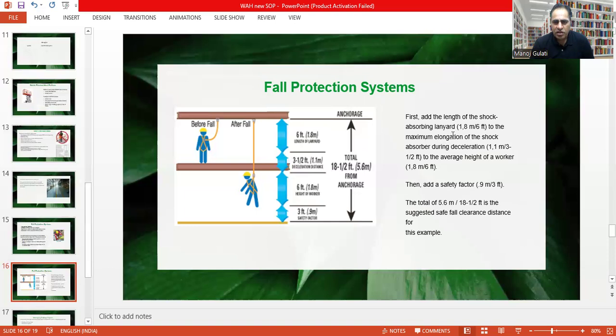In this case, the length of the shock absorber is 1.8 meter, which is added to the length of the fall arrestor, and then to the average height of the workman. So the total 5.6 meter is the suggested fall clearance distance for this example. Similarly, for various other height applications, you should carefully calculate all these dimensions and then go for a particular kind of fall arrestor.